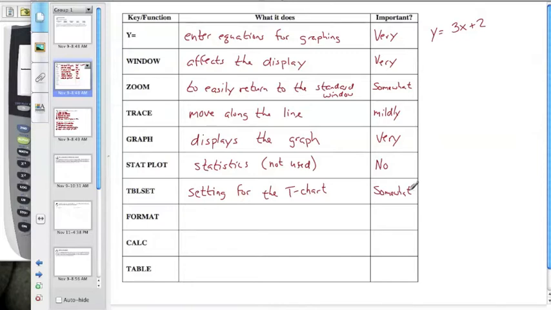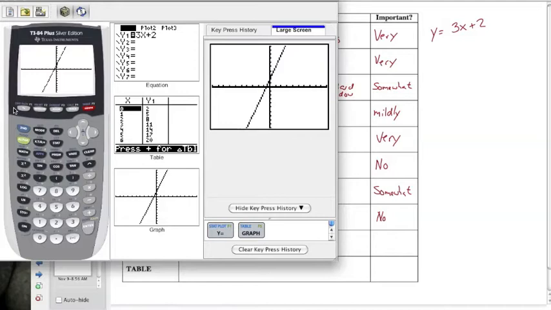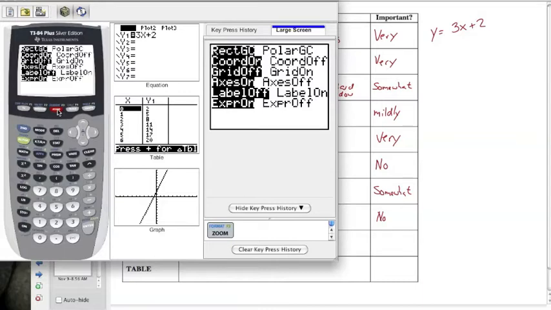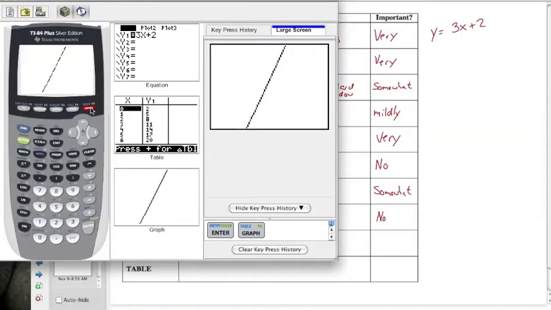The format button is something you can use to turn the axes on and off. And I would say that that's not really all that important. I'll show you what I mean by that. So for instance, the format button is in blue, so I'm going to hit second format, and you get these different options. So if I want to turn the axes off, I would arrow down and then over, hit the enter button. Now the axes are off, so if I go back to my graph, I just see the line. I don't see the axes anymore.